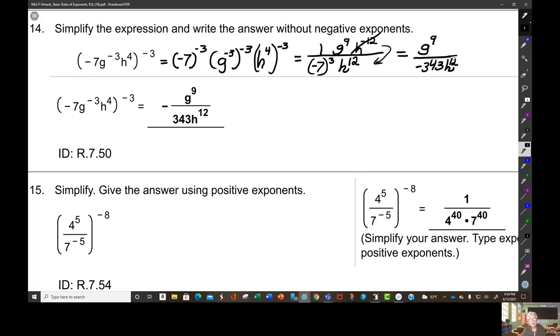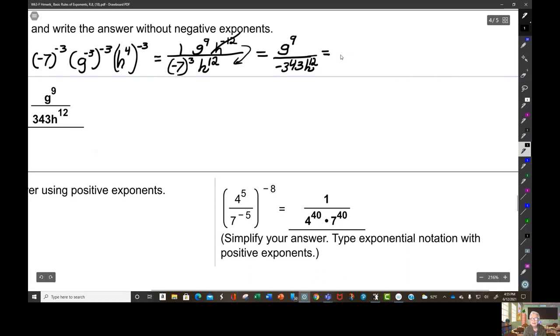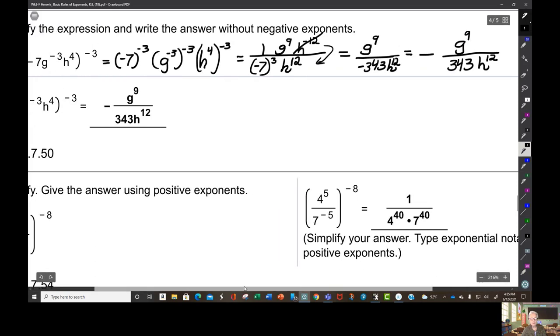And then, now is your chance to learn that my math lab and most math teachers, including me, are kind of traditional in what we're willing to accept. And a negative in the denominator has never been considered acceptable. So we're pulling that out to the front. Equals negative G to the 9 over 343 H to the 12th power. And that is our answer.